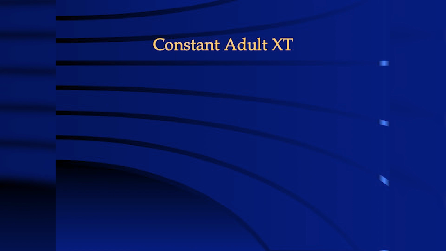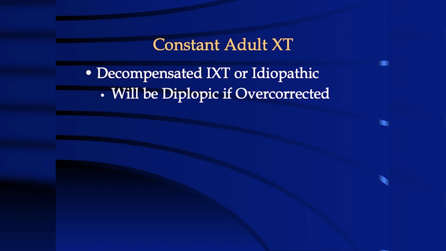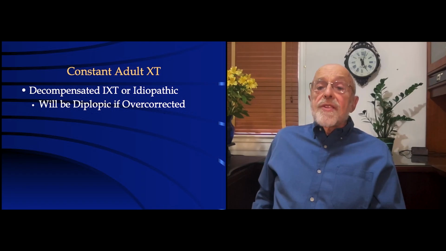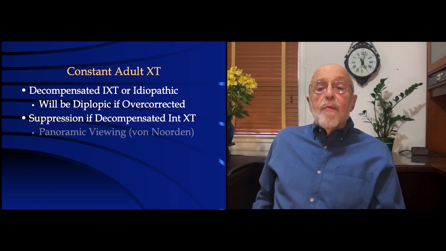Constant adult exotropia, as stated, can be a decompensated intermittent exotropia, or it can be idiopathic. And what's important to note is that if these patients are overcorrected surgically, they will be diplopic. If it's a decompensated intermittent exotropia, they typically have suppression of the deviating eye. They're typically not diplopic. And they may have what von Norden has described as panoramic viewing.